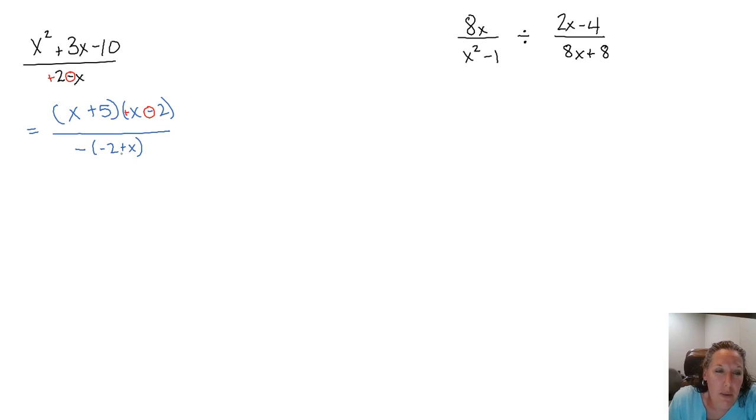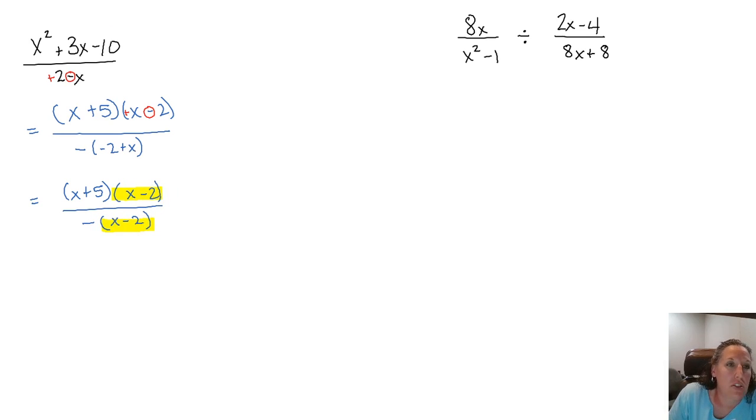Well, that doesn't look the same, but remember, when you're adding and subtracting, it doesn't matter what order you do it in as long as the signs stay the same. And so let's rewrite this to x plus 5, x minus 2 over, and then I'm just going to switch these, rearrange it. I'm going to put my positive x out front and my negative 2 on the back. And now we do see that we have the exact same factor on top and bottom, x minus 2, so we can divide top and bottom by that common factor of x minus 2, and that's going to leave us with x plus 5 over negative 1.